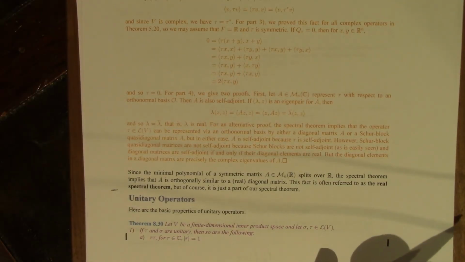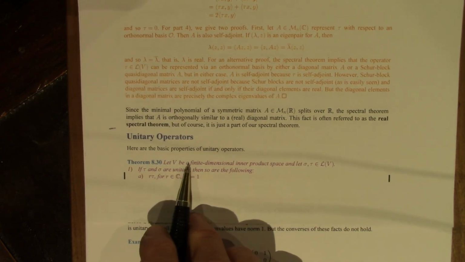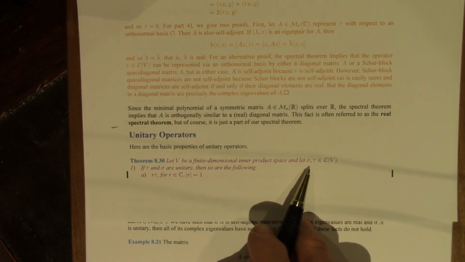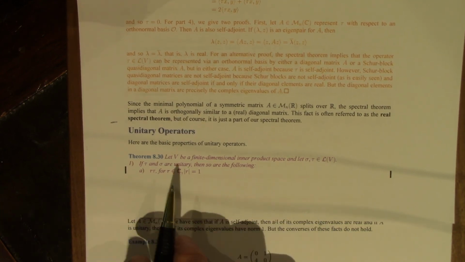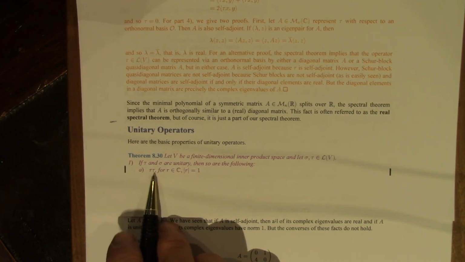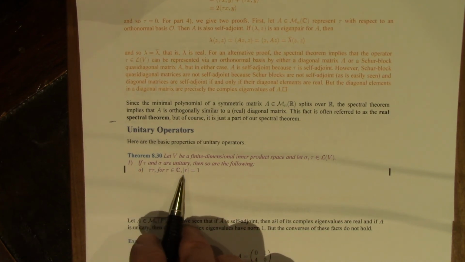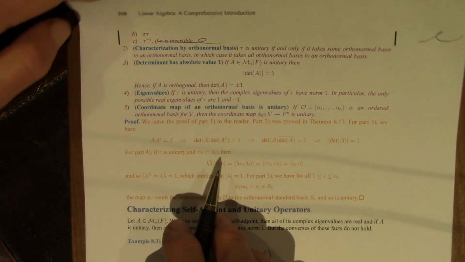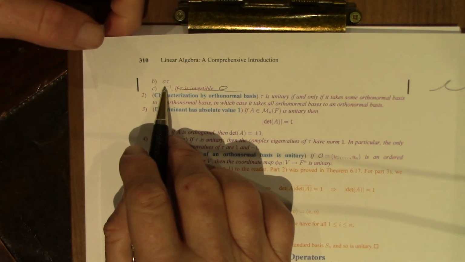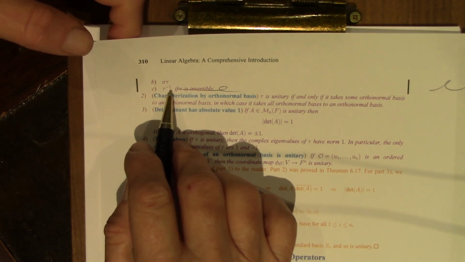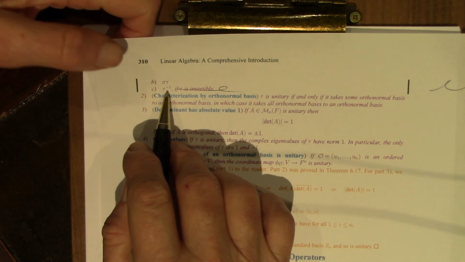Now let's look at the properties of unitary operators. So V is a finite dimensional inner product space, and sigma and tau are operators on V. If they are unitary, then so is a scalar multiple of, let's say, tau, provided that scalar has absolute value 1. The product of unitary operators is unitary. The inverse of a unitary operator is unitary.